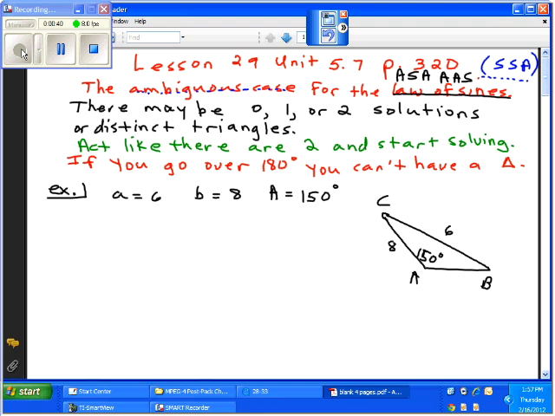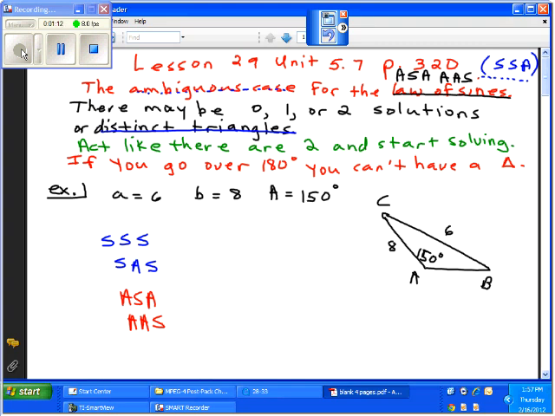When we talk about distinct triangles, we're talking about a triangle congruent to another one, because a triangle congruent to another one is not a different triangle, it's the same triangle. The ways that we proved triangles were congruent in geometry were side, side, side, side, angle, side, angle, side, angle, and angle, angle, side.